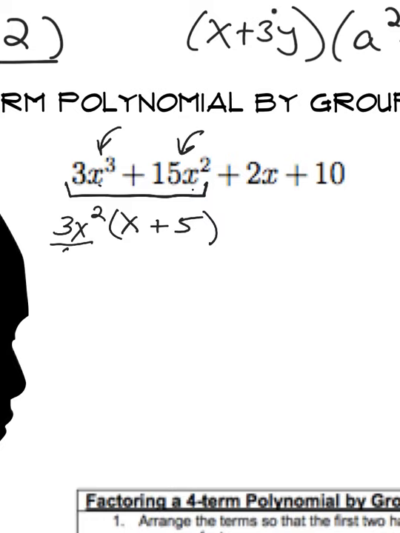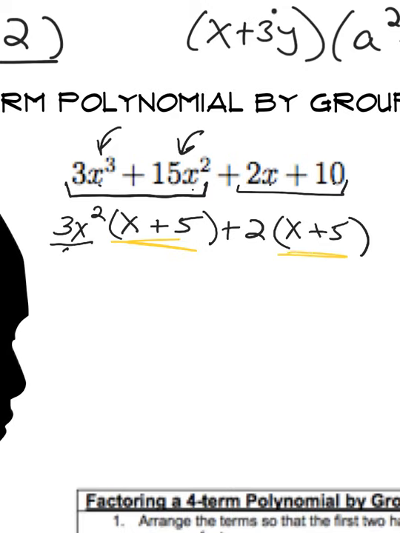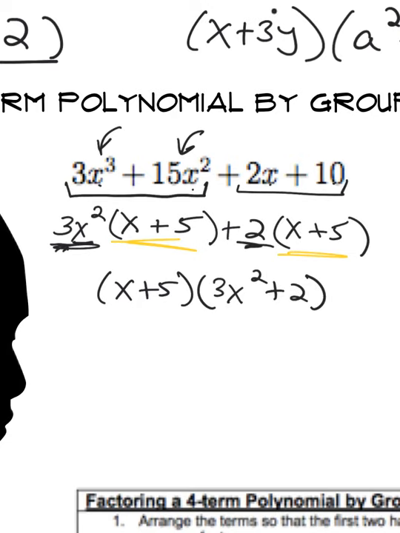Now I'm going to do this again, but with the last two terms. What they have in common is a 2. Open my parentheses, pull out a 2. 2 times x gives me 2x, and 2 times 5 gives me 10. Now I have this so I can factor by grouping. And notice that, lo and behold, they both have matching factors that I can pull out, the x plus 5. Inside my parentheses is the 3x squared plus 2. Those were what was in front. Amazing.